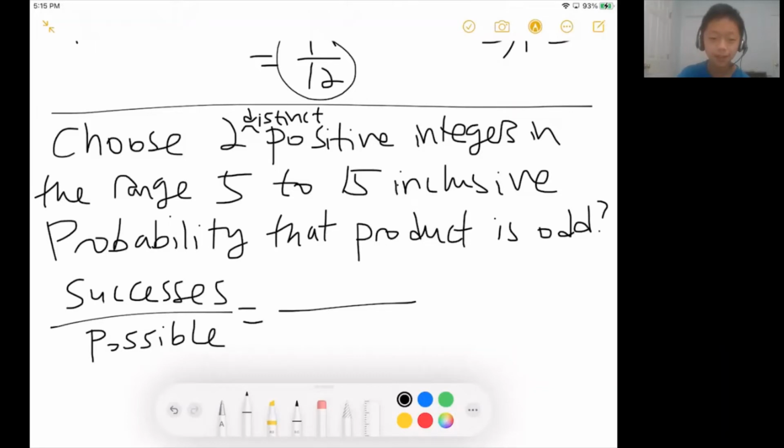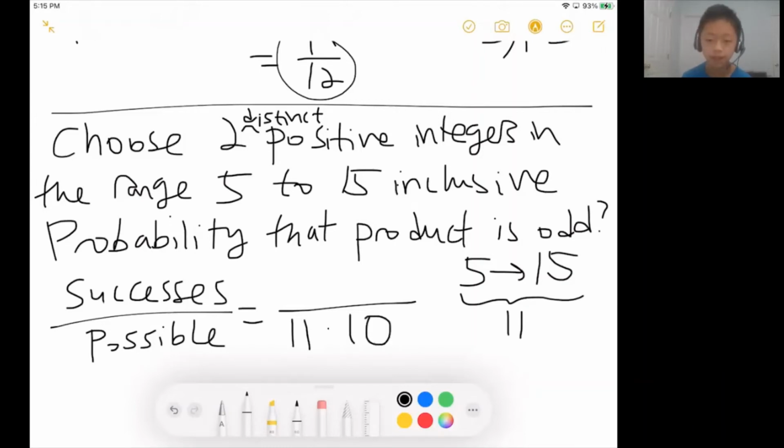So the number of possible ways: we have the range 5 to 15. From 5 to 15, there are 11 numbers, 15 minus 5 plus 1, or we can just count them out in case the reason why it's 11 might be confusing. You would find 11 total possible numbers to choose from. So there are 11 ways to choose the first number. And once you choose the first number, there are 10 ways to choose the second number because they can't be the same.